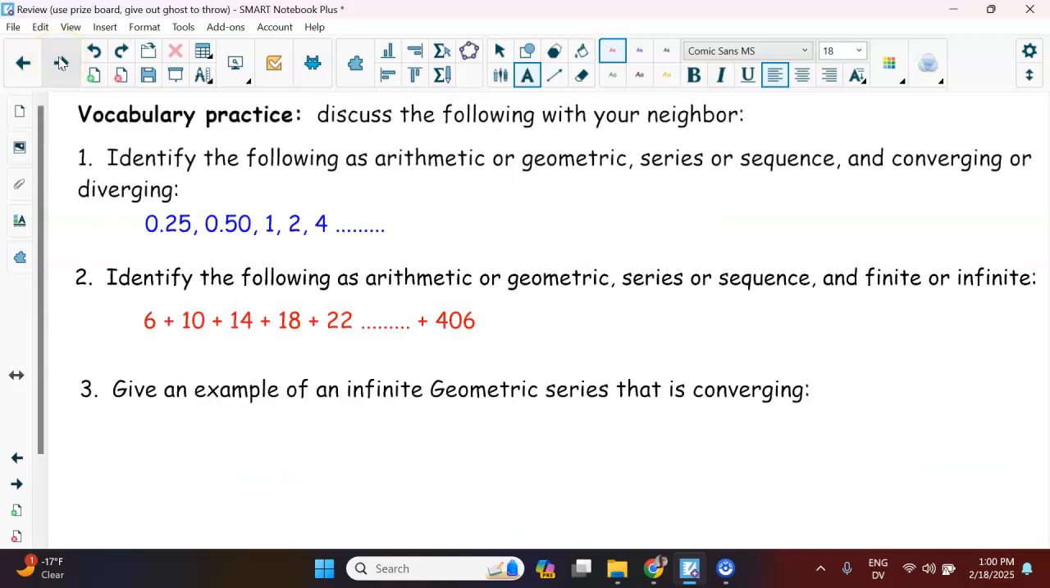Okay, more practice with vocab. Just identify these, based on the directions here. Identify them and then give an example of an infinite geometric series that is converging. That would be an example that would have a sum.